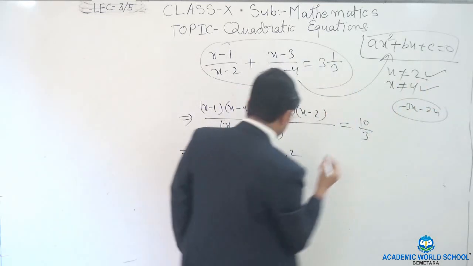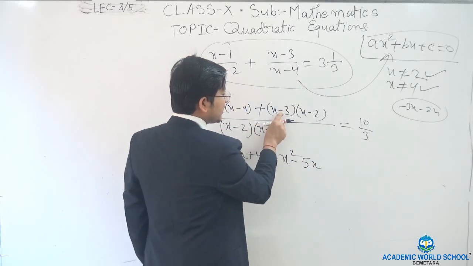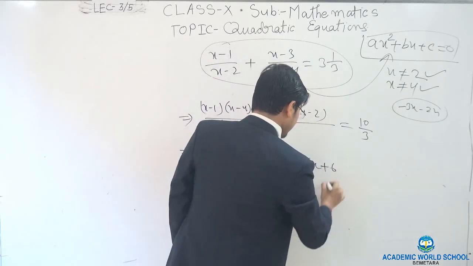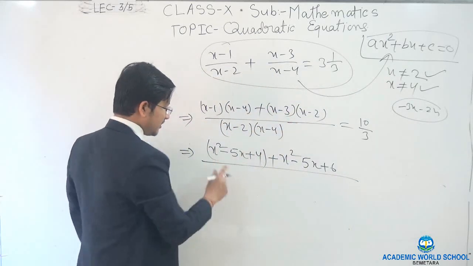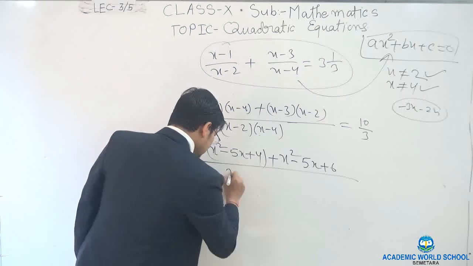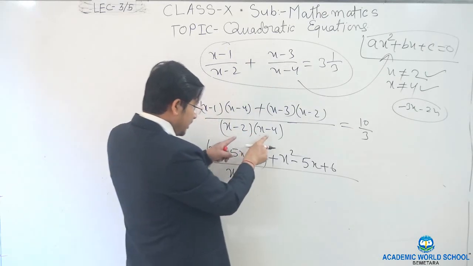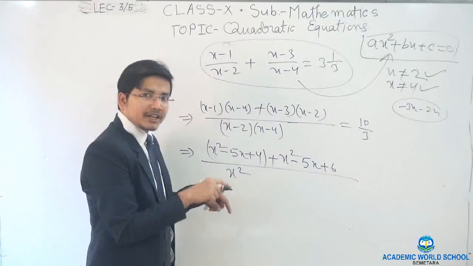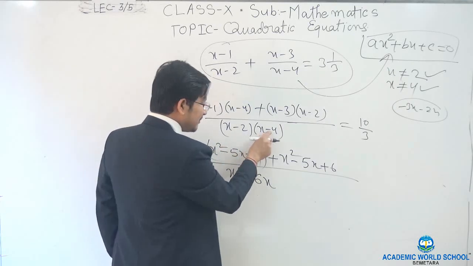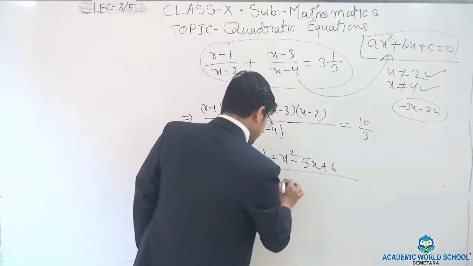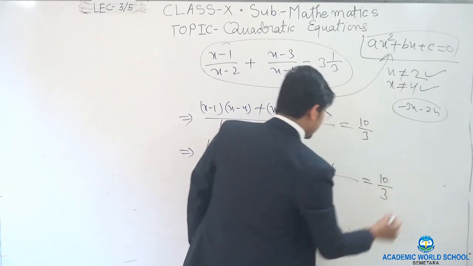So I am directly writing here minus 5x, and then minus 3 minus 2 plus 6. And upon, again here I am going to multiply. Please learn: x into x is x square, minus 2x and minus 4x, directly writing minus 6x, and minus 2 into minus 4 is plus 8, is equal to 10 upon 3.